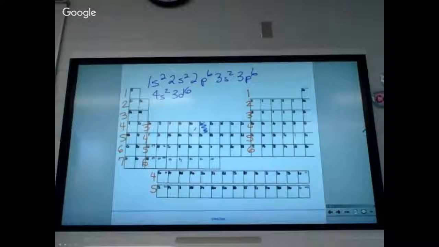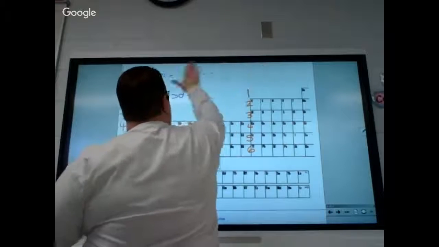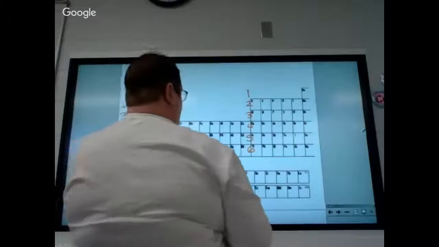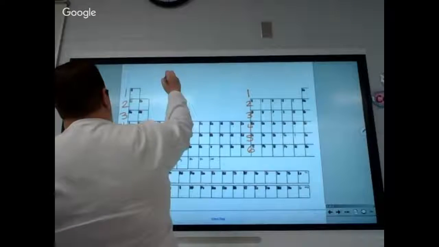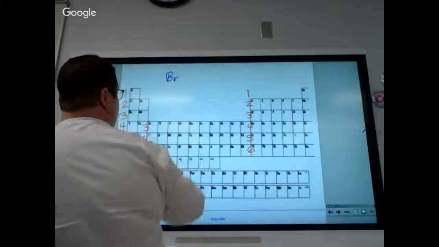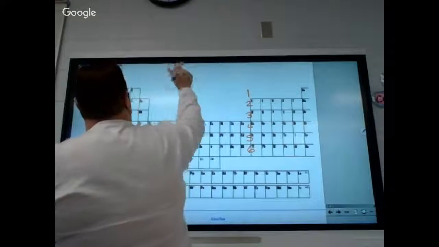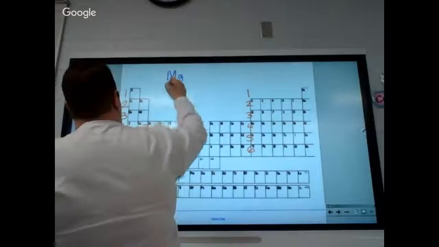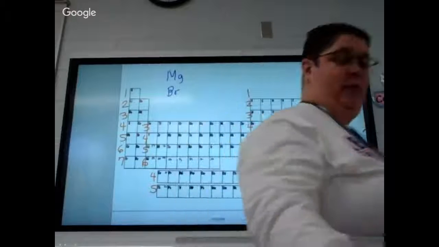Okay, you with me? All right, do you think you can try it with your table? Let's pick something we haven't done. We haven't done bromine. Let's do magnesium first, because we haven't done magnesium, and then do bromine. And then we're going to take a stab at how to read the bottom.